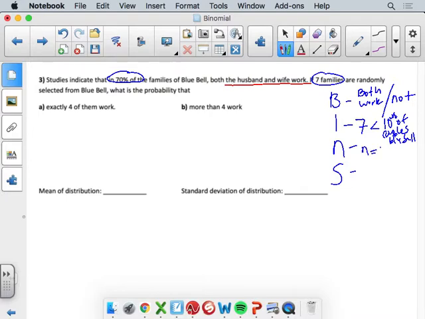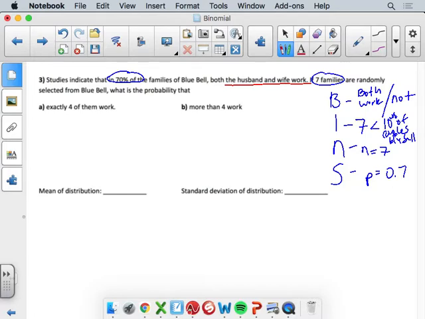Alright, is our sample fixed? Yes. Studies have indicated that the probability is a 70% chance of it happening. So that's the odds they're giving for every single couple that they come into contact with. So that's the same probability throughout.